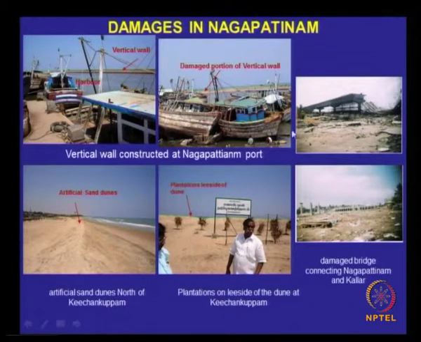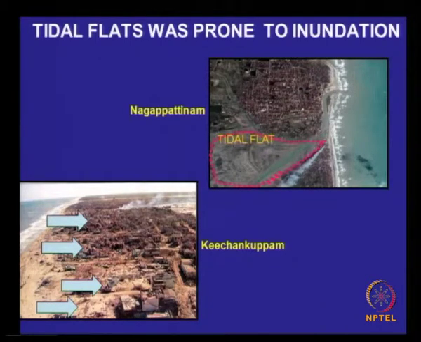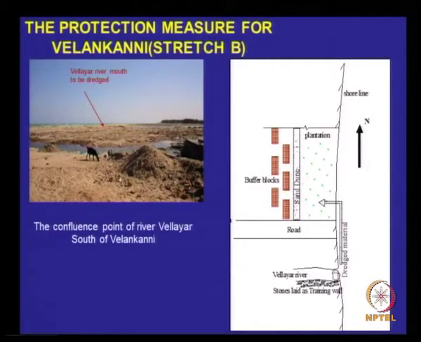Some of these areas, they immediately thought of some kind of plantation, but I do not know what the status is as of now. Some other damaged portion of the vertical wall, there is a vertical wall also which was damaged, I do not want to go into the details. This is an area called Kichankuppam, which was very badly destroyed, because about 300 people lost their life, and we have suggested some remedial measures for this.